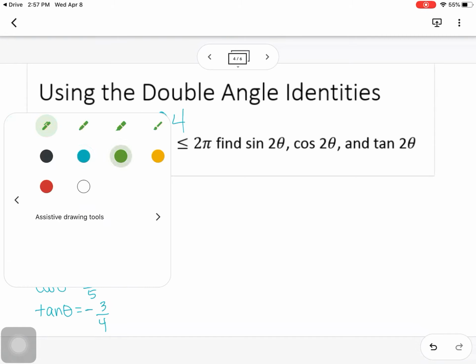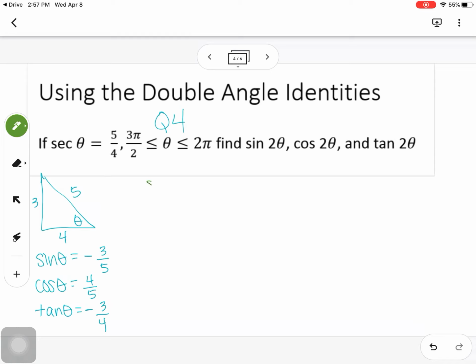And really then what this mostly wants you to do is go ahead and just plug these into the actual identities, so that you can find the value, and I'm making sure that you can correctly evaluate any of these. So for sine 2 theta, you do 2 times the sine of theta times the cosine of theta. We know sine of theta is negative 3 over 5. We know cosine of theta is positive 4 over 5. And then we need to do this multiplication.